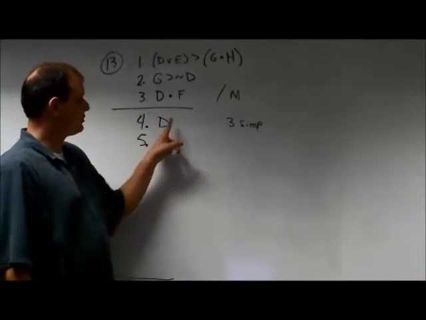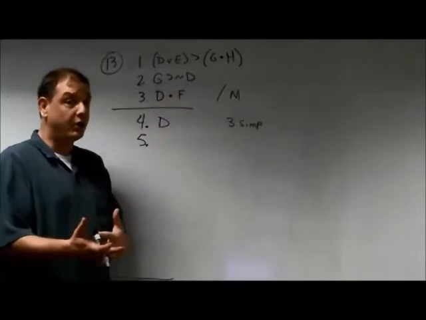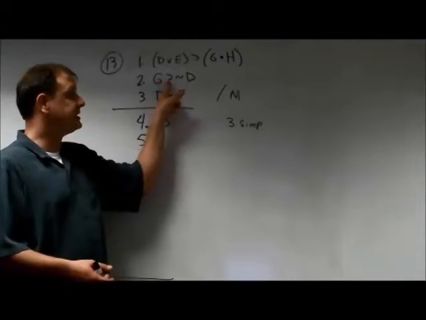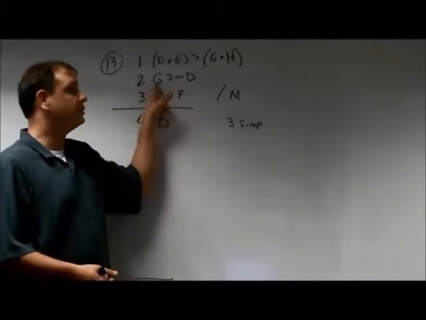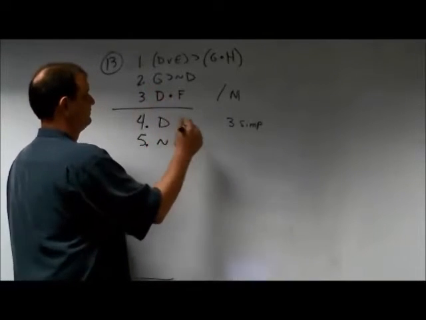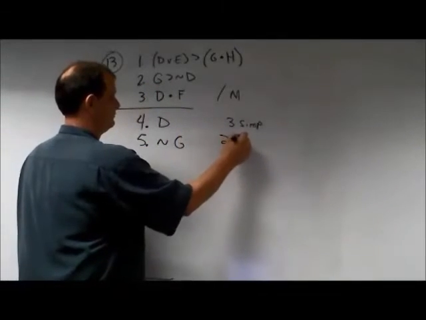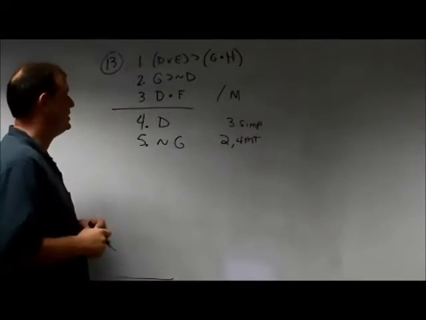So if D is true, that's the opposite of this consequent. So by modus tollens, we have an if-then statement. Since this consequent is denied down here, we can conclude that G must be false. Okay, what else can we do here?